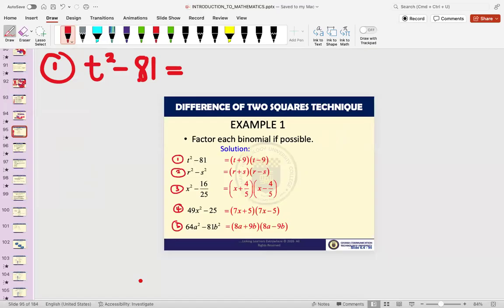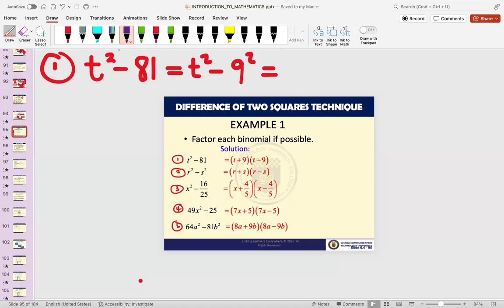Once I see only 2 terms like this, the square of a variable minus another number, the first thing that comes into my mind is, can I also write 81 in terms of a certain number squared? Yes. 81 is 9 squared. So then I rewrite this one as t squared minus 9 squared. The moment I have the structure, life becomes easier now.